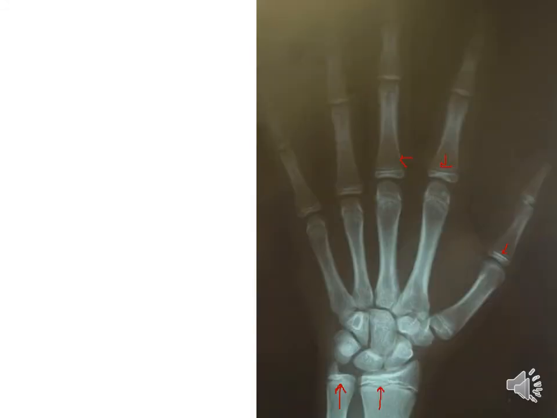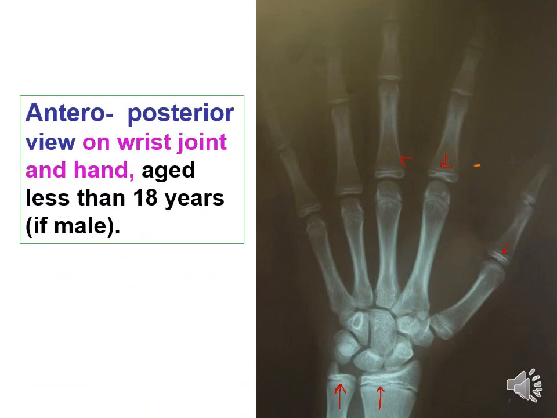Same view, but you can see that things are different here. If I look at the epiphysis of metacarpal bones, it's not united. If I look at the lower ends of radius and ulna, it's not united. The age is less than 18 years if male. Okay, this is the answer.